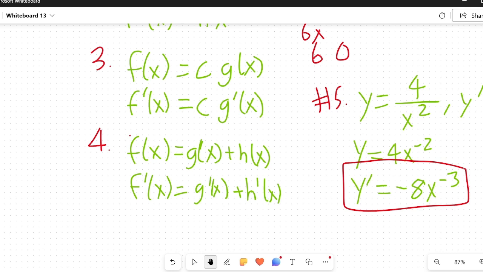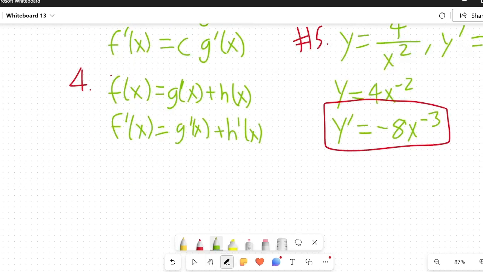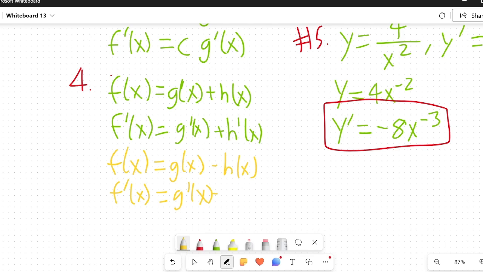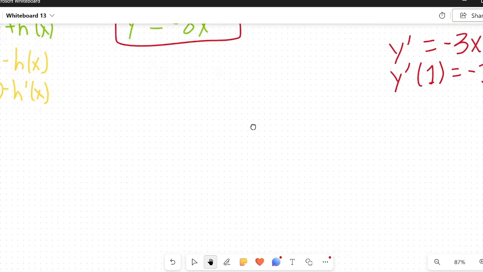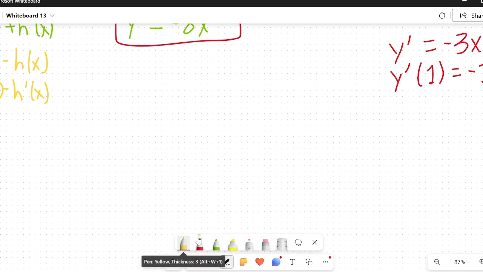And this is essentially the same as, so we can actually make a corollary for this rule. If f of x equals g of x minus h of x, it's the same thing. f prime of x is going to be equal to g prime of x minus h prime of x. So now let's do a practice problem on this where we will use the constant multiple rule, and we are going to use what we've just learned, the sum and difference rules. This will be problem number 6 for today.